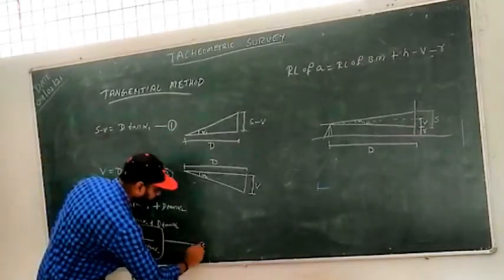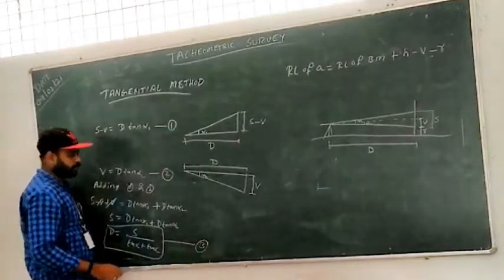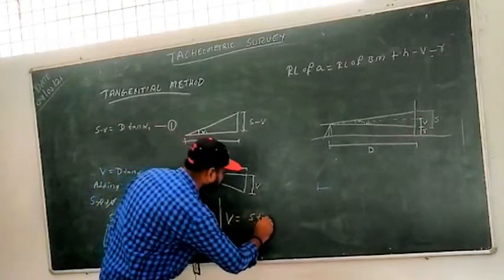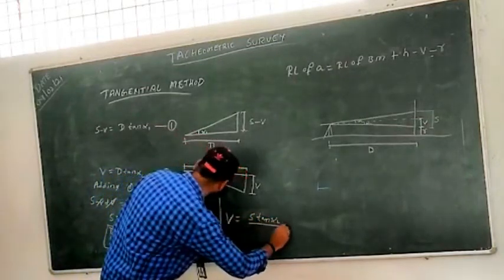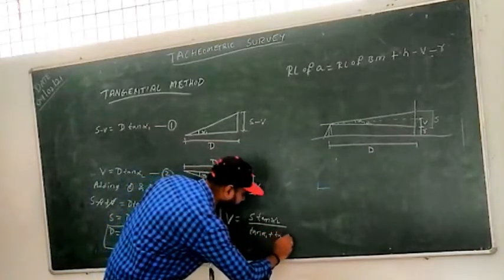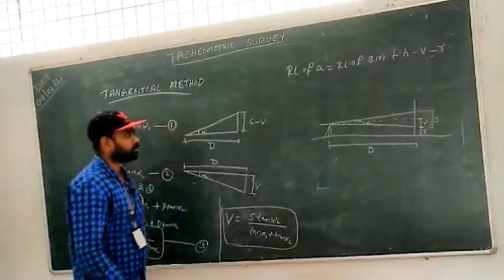So this you can say is equation number 3. Okay, substitute this d in equation number 2. So what you will get? V is equal to s tan alpha 2 divided by tan alpha 1 plus tan alpha 2. Okay, so this is for v.